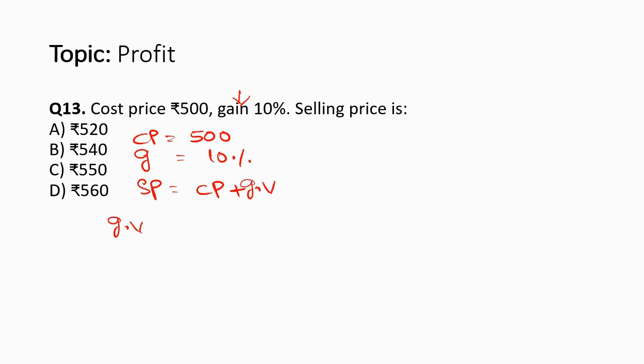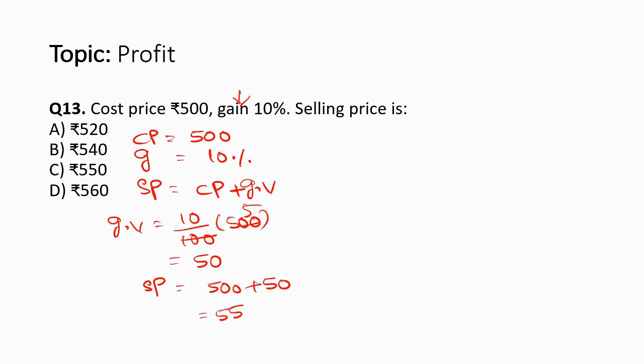Same way gain value, how can we get is gain percentage of cost price. 100 ones, 100 price. So gain value is 50. Substitute in the value. Selling price is equal to cost price 500 plus gain value is 50. It is 550. Answer will be 550.